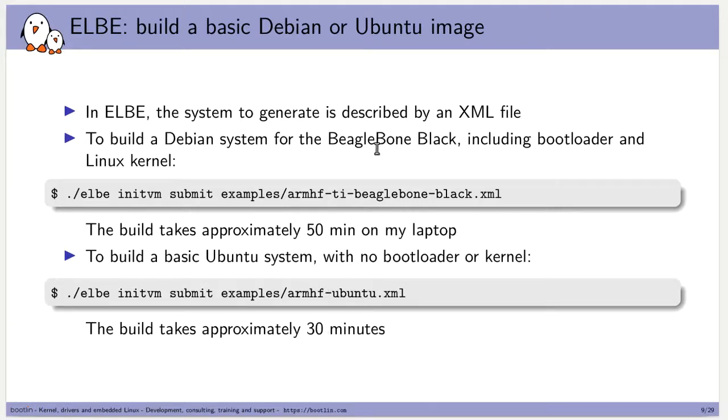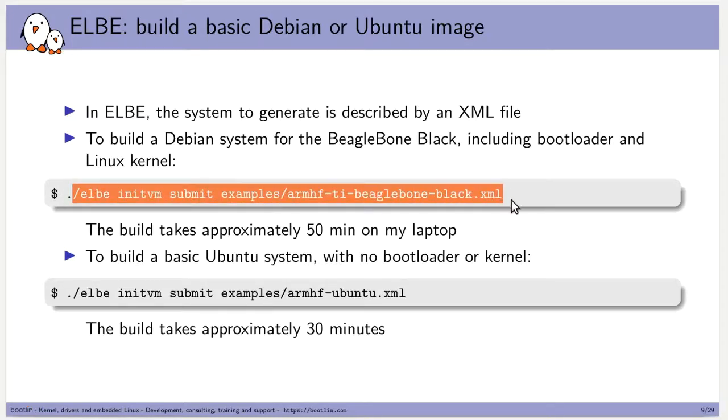In ELBE, all the configuration, the description of your image, is described in an XML file. So after you create the initvm, you can submit whatever XML file you want to create an image or distribution for the board. So the first example is to create an image for the BeagleBone Black.